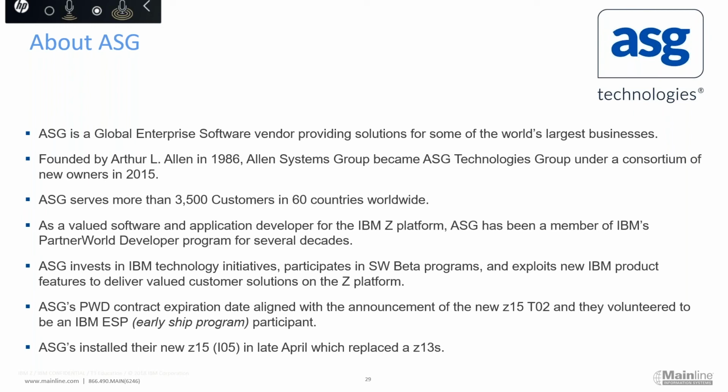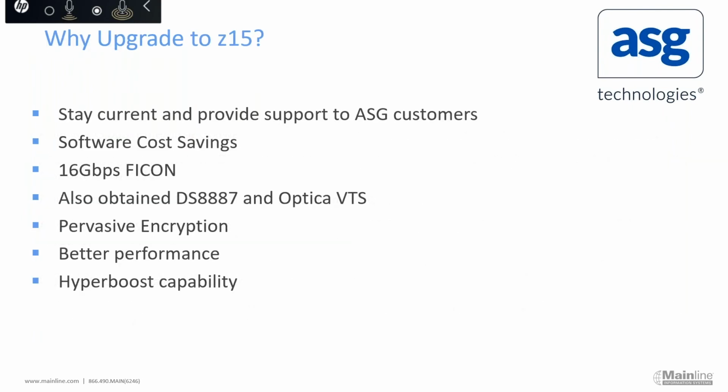When the Z15 T02 ESP program was announced, it aligned with ASG's PWD contract expiration date. Therefore, ASG volunteered to be a participant. We installed their new Z15 in late April amid issues with COVID-19, which delayed shipments and made meetings even more difficult. But we were able to get that done on time before GA time. If we go to the next page, I will tell you more about the reasons why ASG upgraded to the new Z15.